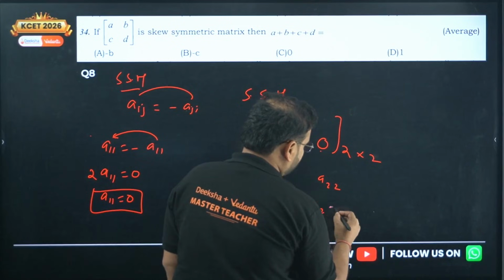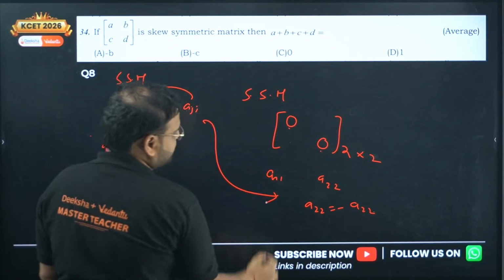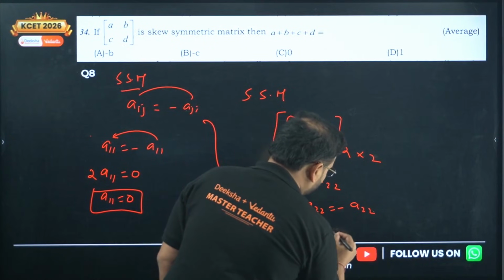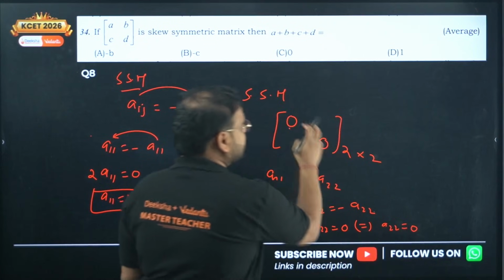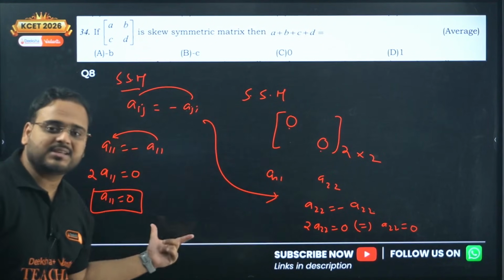Same concept, A22 equals to minus of A22. From where, sir? From this definition of skew symmetric matrix, the elements condition. We get twice of A22 is 0. It means A22 is 0. That's why the diagonal elements are 0. I'm explaining the concepts here. You can see this very clearly.